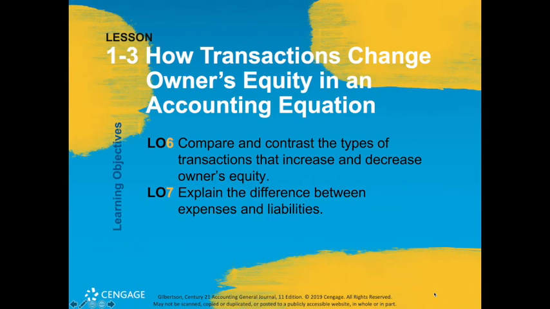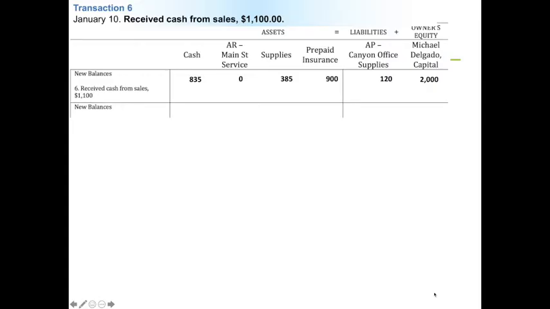Lesson 1-3 goes on to working with transactions, and these are going to affect our owner's equity account. We're going to take a look at how they affect our owner's equity in our accounting equation. Transaction 6: on January 10th, we received cash from sales. So you run your business so that you can make some sales, make some money.